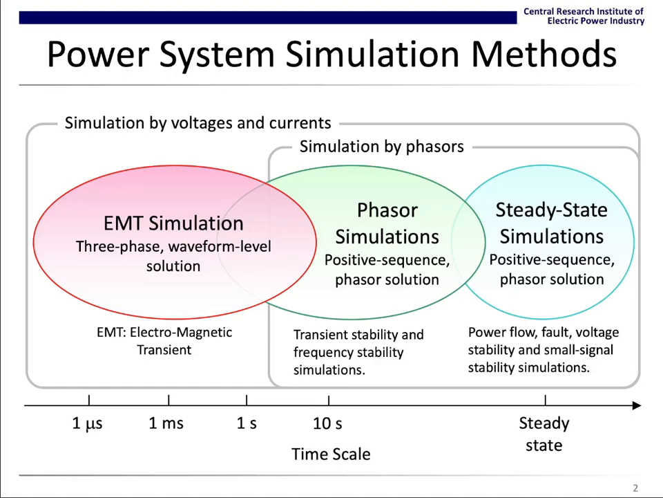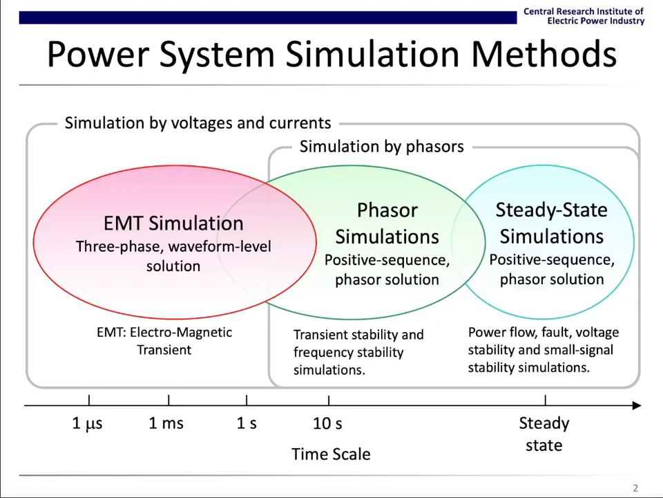Three major categories are shown by red, green, and blue circles. The blue circle on the right shows steady-state simulations, the slowest simulations. Positive sequence or single-phase circuit equations are formulated, assuming balanced three phases, and their Phasor solutions, in other words j-omega solutions, are obtained. Power flow, fault, voltage stability, and small signal stability simulations are included in this category.